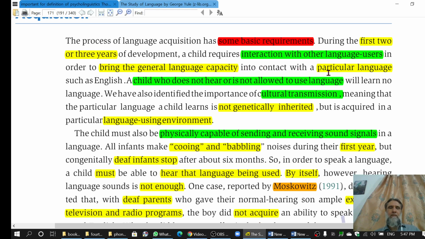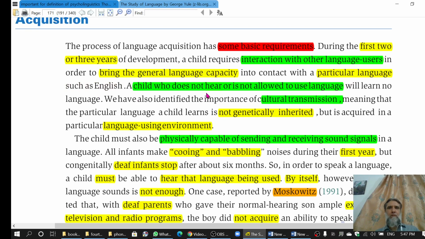This particular language, that is the mother tongue, may be English, in this case English, it may be Pashto, it may be Urdu, whatever the language is. So the first basic requirement is that the child would acquire a language, the first language, when he has interaction with other language users, when he has conversation with the other language users.